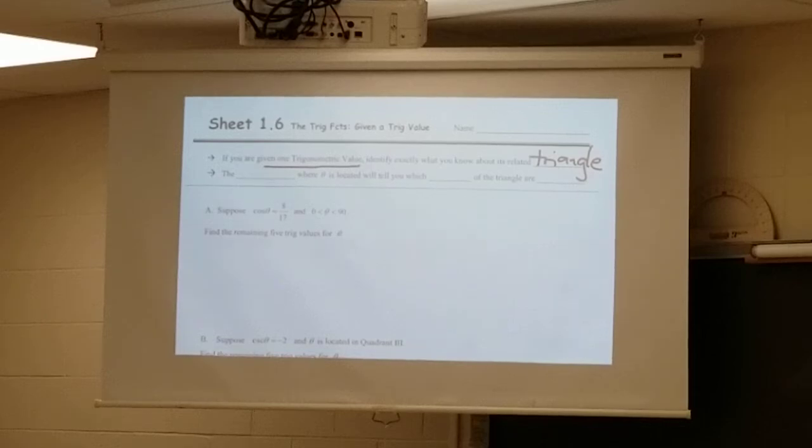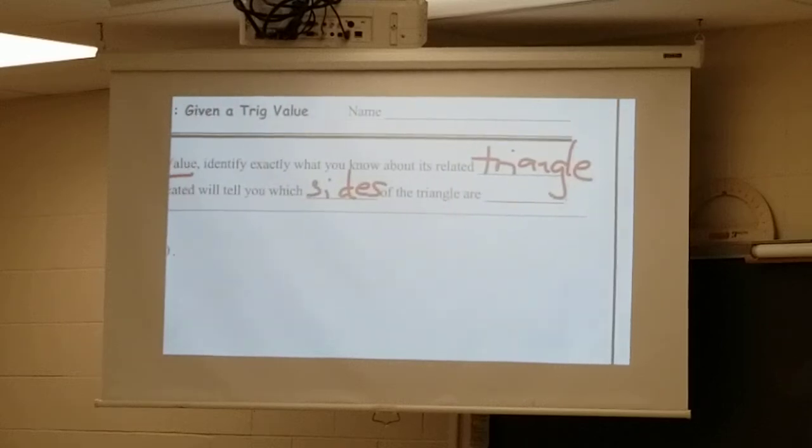Now, the quadrant where theta is located is going to be a big deal, because it's going to tell you which sides of the triangle are positive or negative. It's going to tell you which sides are positive or negative. And I just put a positive negative symbol in that second blank.